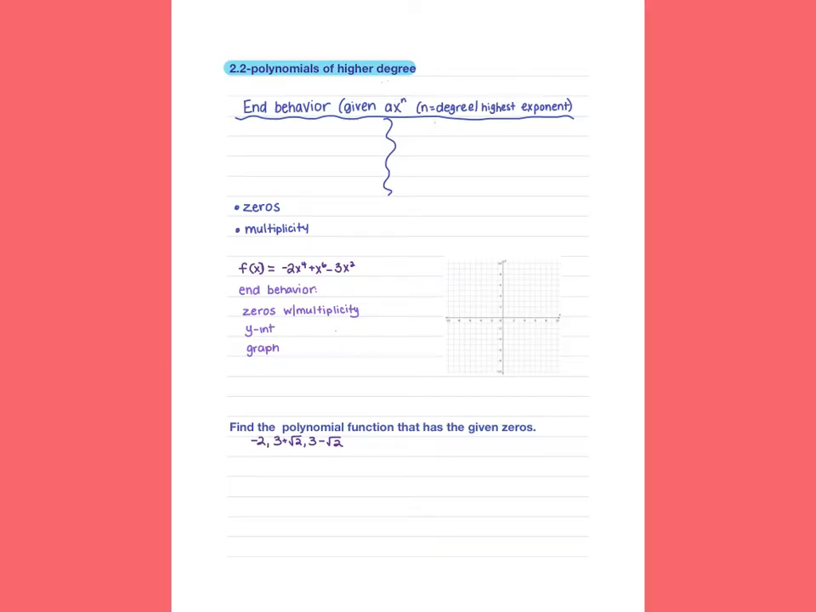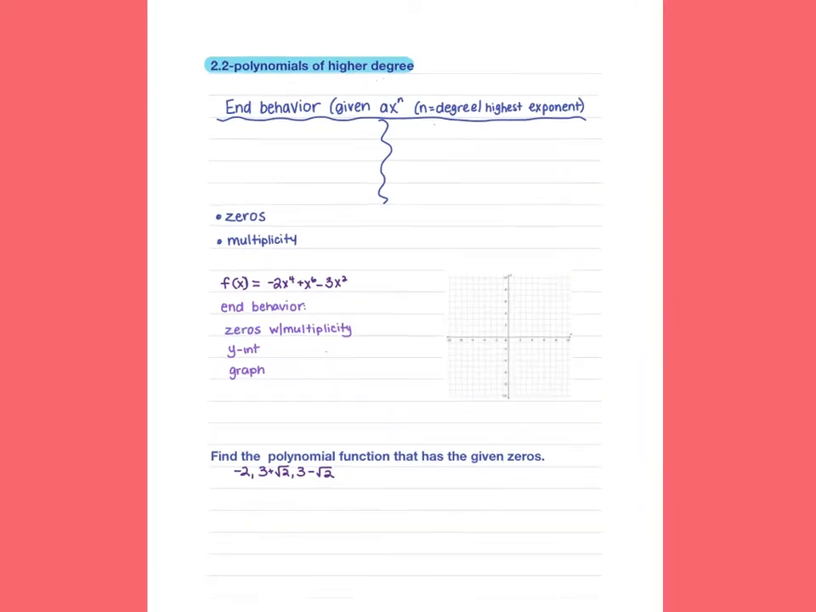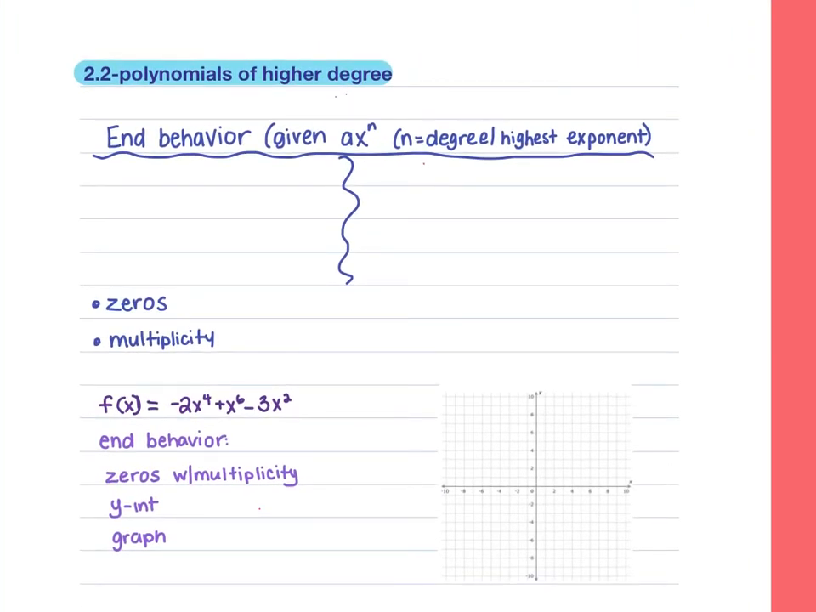Okay, 2.2 is polynomials of higher degree. This was still on the quiz. So we started with end behavior. Given that a x to the n is the term with the highest exponent in your function, and a is the coefficient on that highest exponent, you have two options.